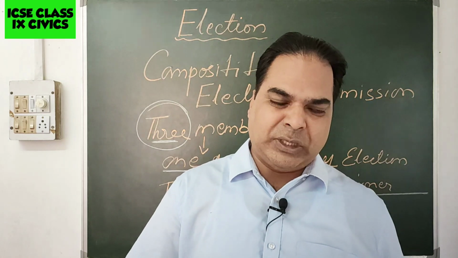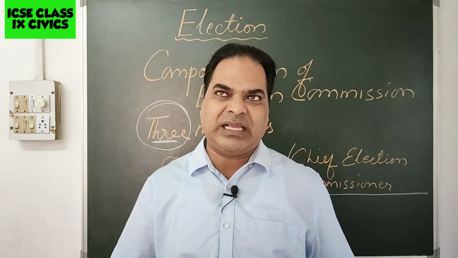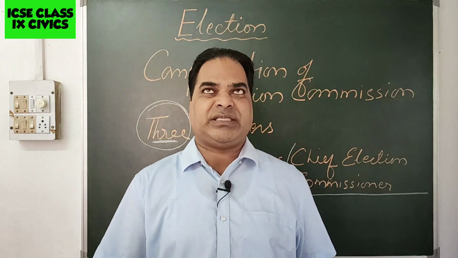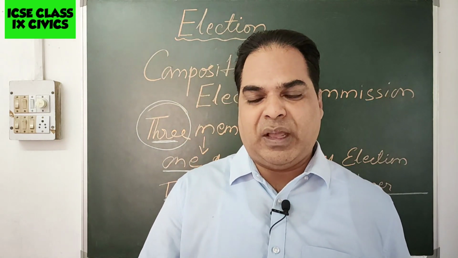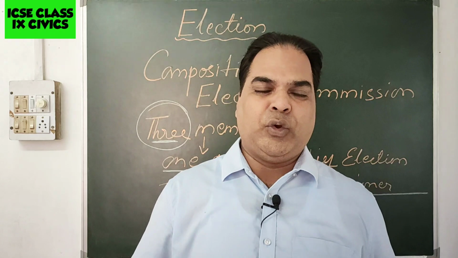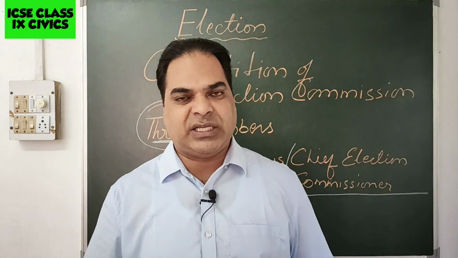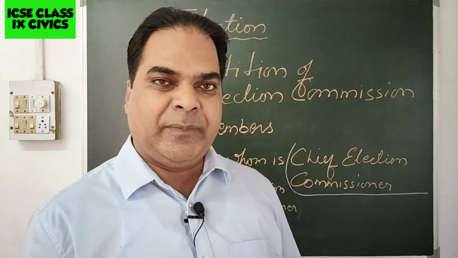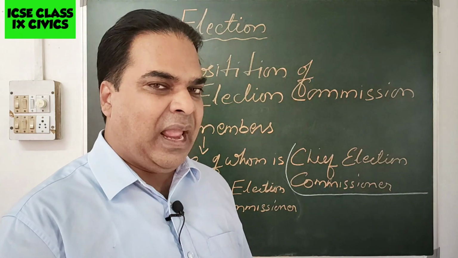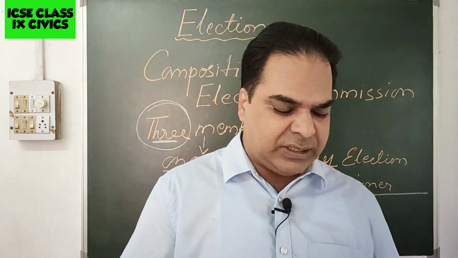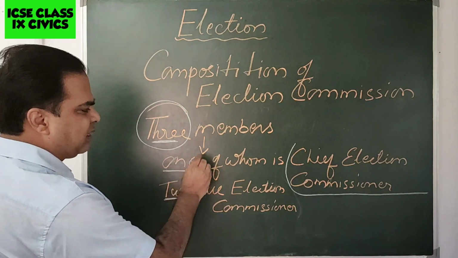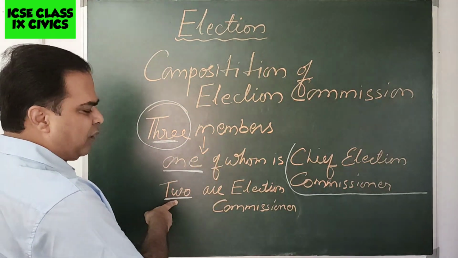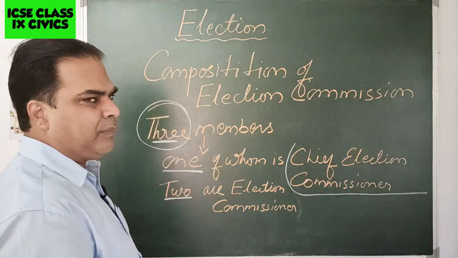Okay, when an Election Commissioner attains the age of 65, he has to resign, he has to retire. So above the age of 65, no person can become an Election Commissioner of our country. Okay, the President appoints them, and the term is six years. Very very simple. Three members. One is the Chief Election Commissioner. The other two are the Election Commissioners.